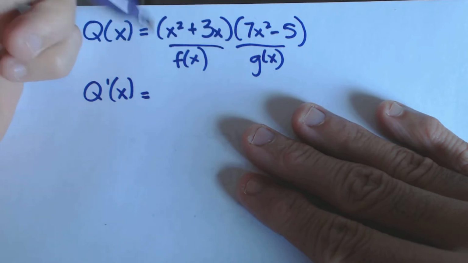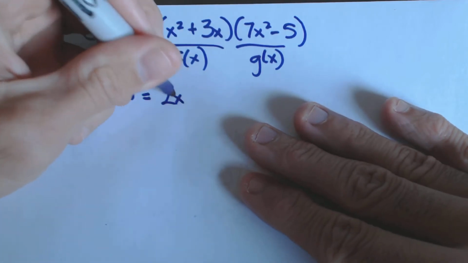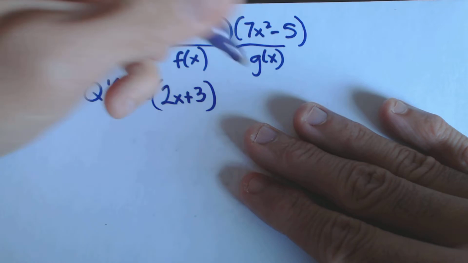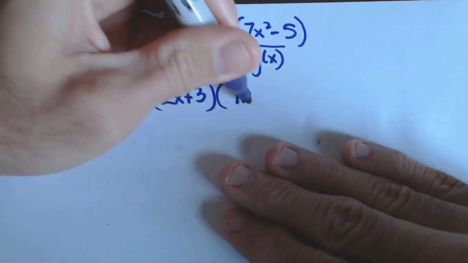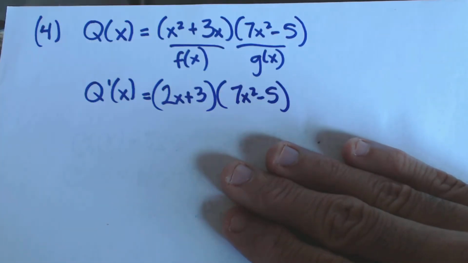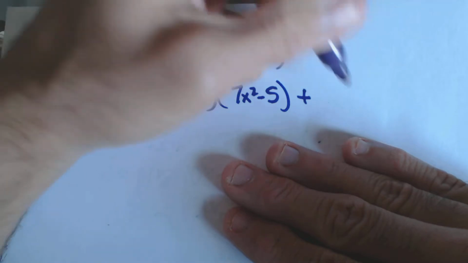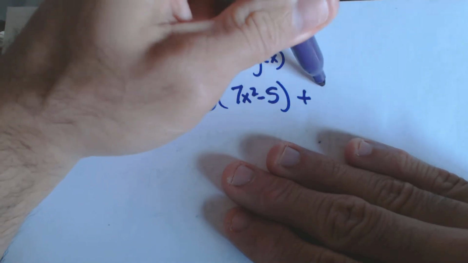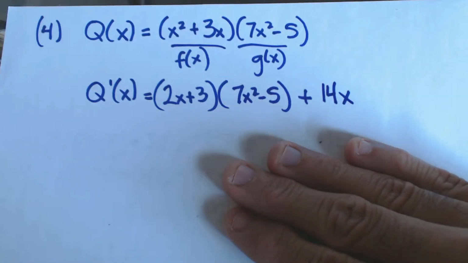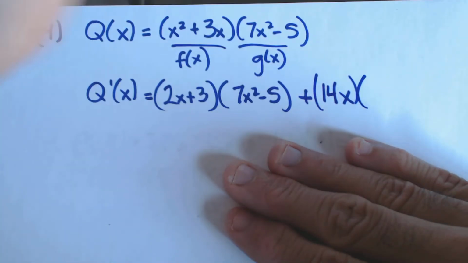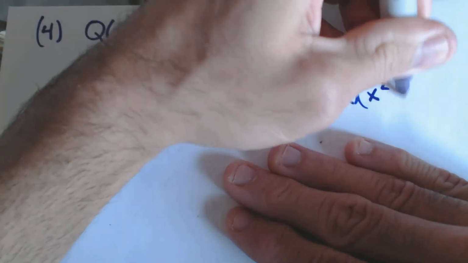So okay, the derivative of the first function is 2x plus 3. We're going to multiply that by the second function, which is 7x squared minus 5. We're going to add now the derivative of the second function, which is 14x. Multiply that by the original function, which is x squared plus 3x.